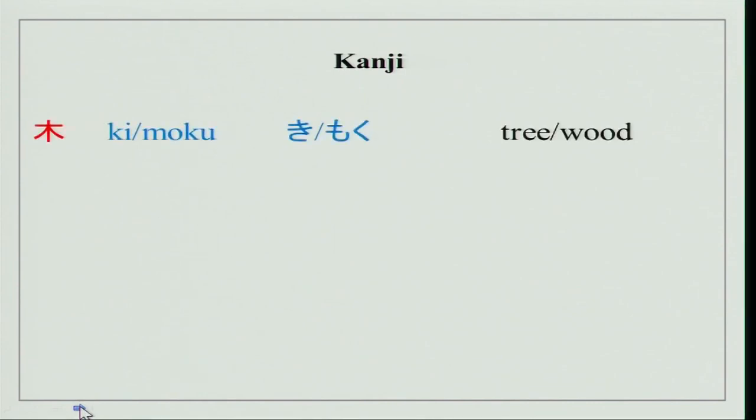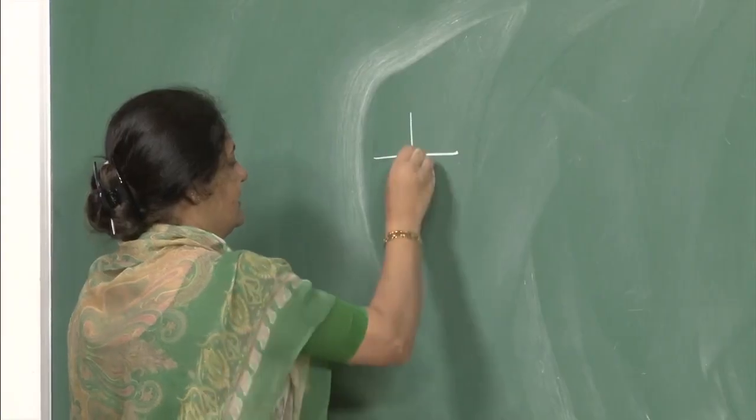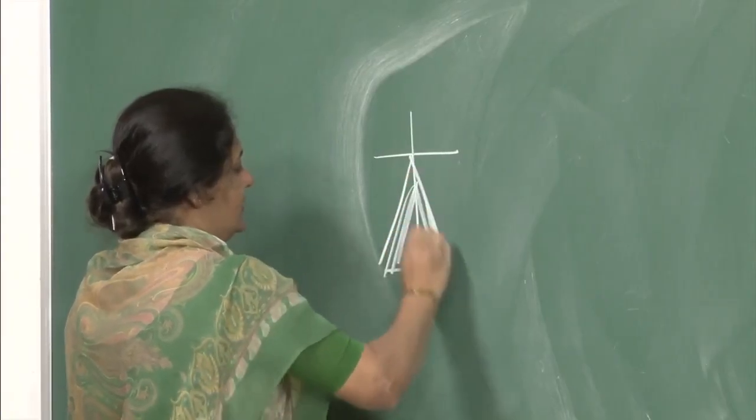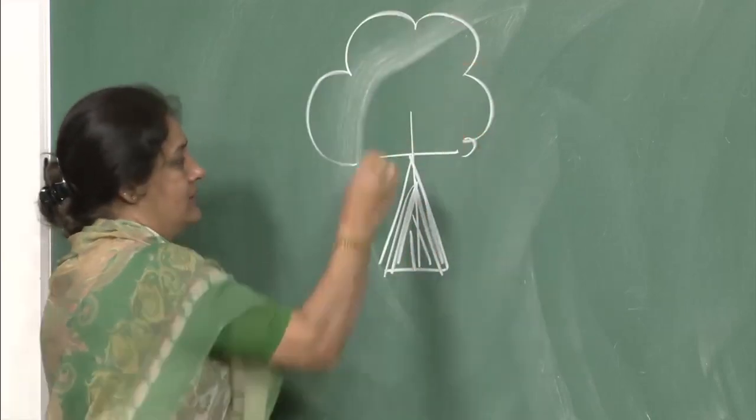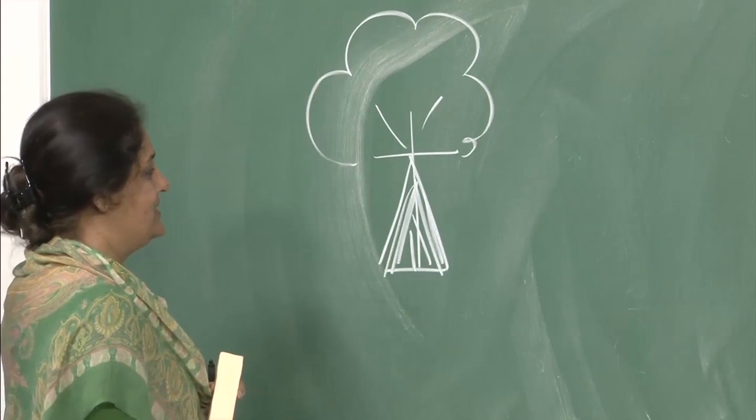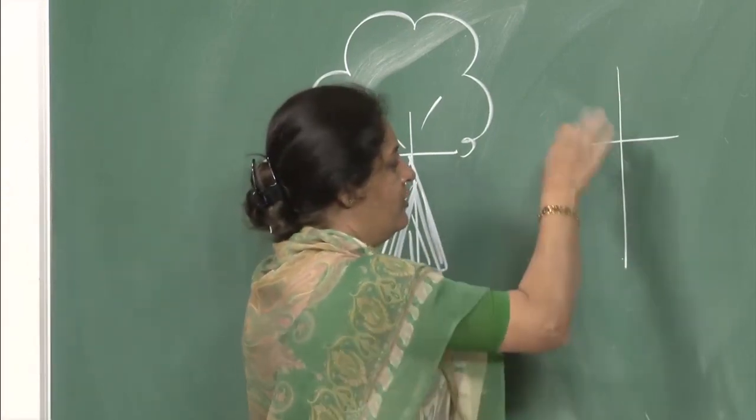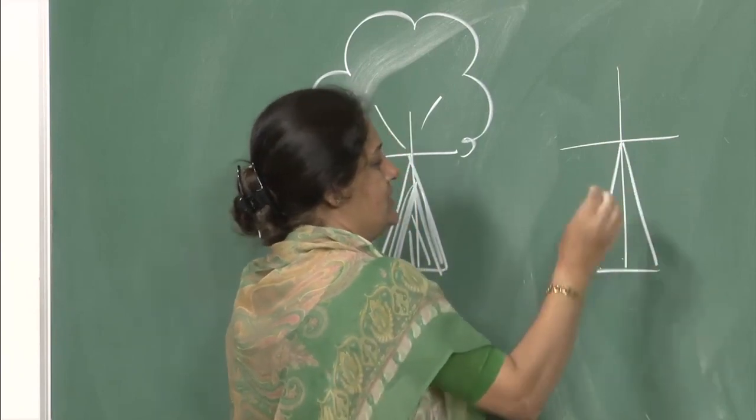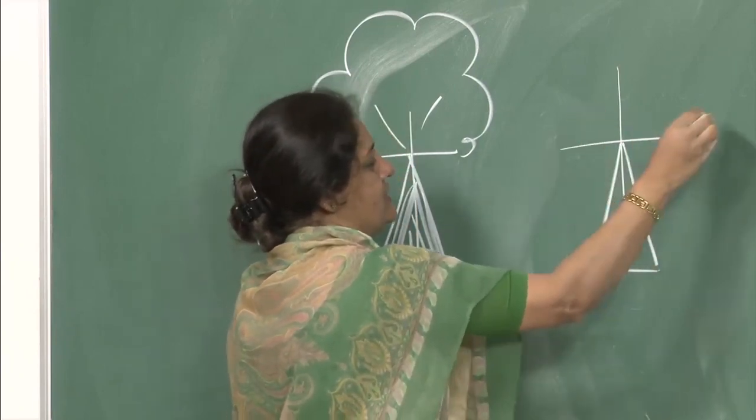Now, mokuyobi, the basic meaning is tree or wood. Now, you would say how has this form or these lines come into being? Well, kanjis, as you know, are pictograms. So, when you look at tree, what is the figure that comes to your mind? What do you think? Well, a tree looks like this, isn't it? Like this, some branches over here. So, well, the basic idea is there is a form and this is the trunk of the tree and that is how it has come into being.